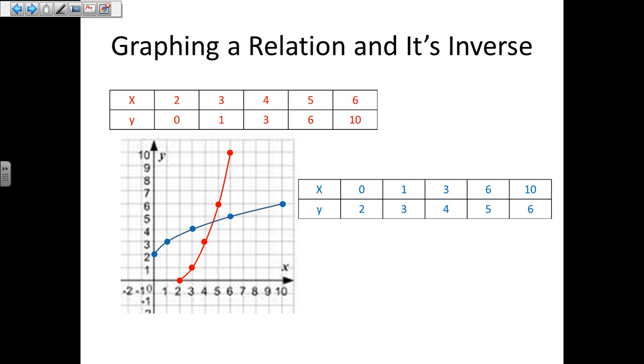Now those two curves, those two relations, look very, very similar. Well, as a matter of fact, they are a reflection over the y equals x line. So this is kind of a defining characteristic. The inverse of a point is a reflection over the y equals x line. The inverse of a curve is the reflection over the y equals x line. So that's how we identify graphically inverses. Is it a reflection over the y equals x line?